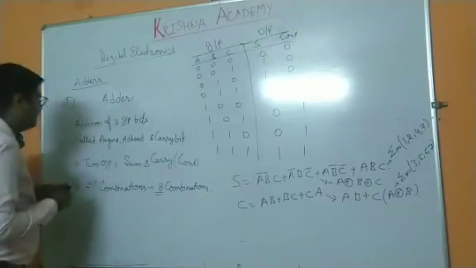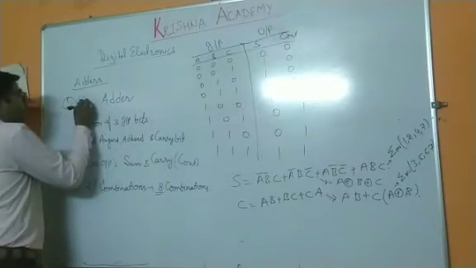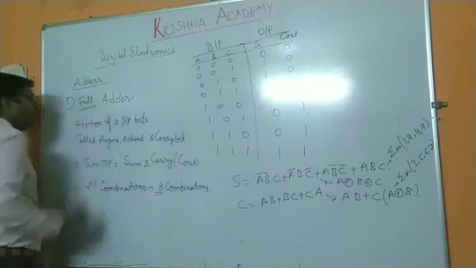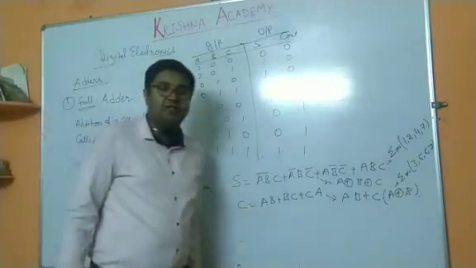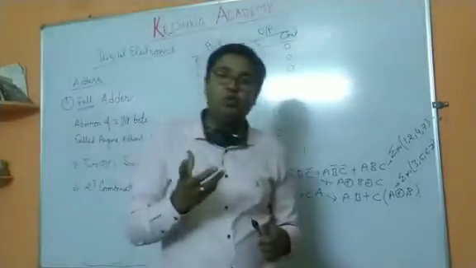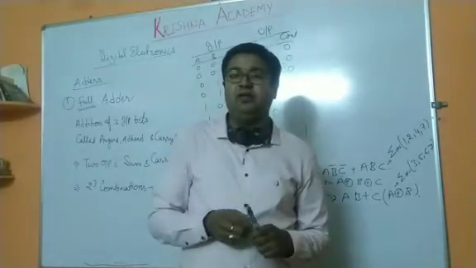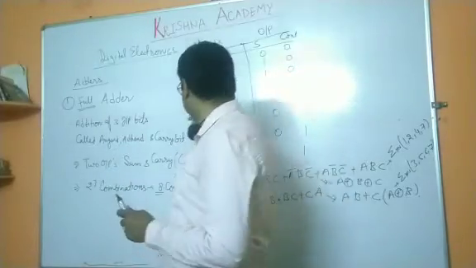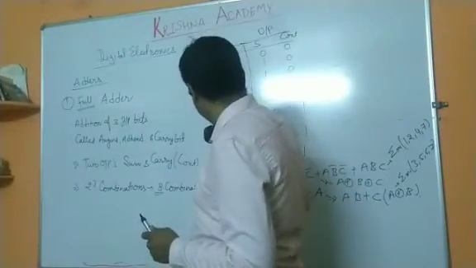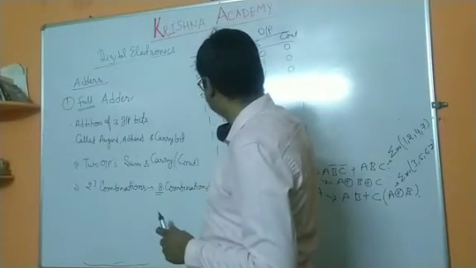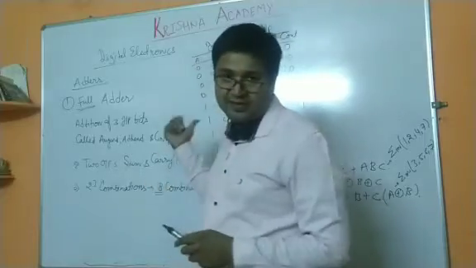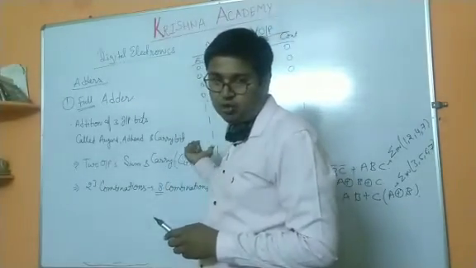Now the second adder is the full adder. As you all know, in a half-adder there are two bits which are actually summed or added. In a full adder there are 3 bits which can be added, and the logic circuits can be understood by these diagrams as well as these two tables.